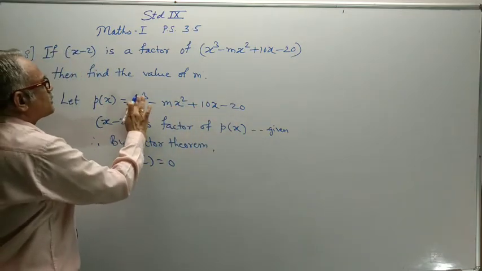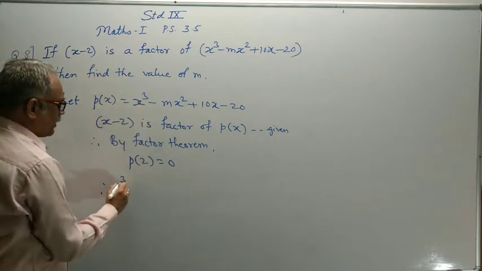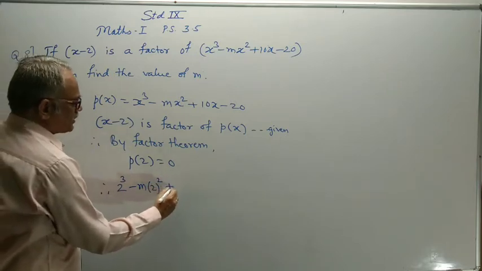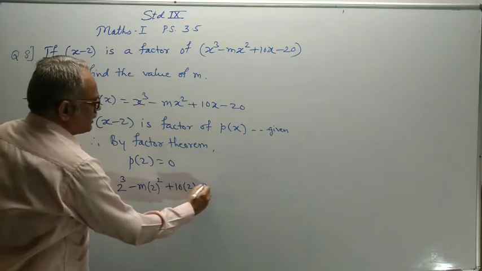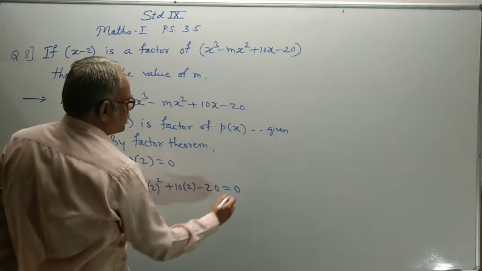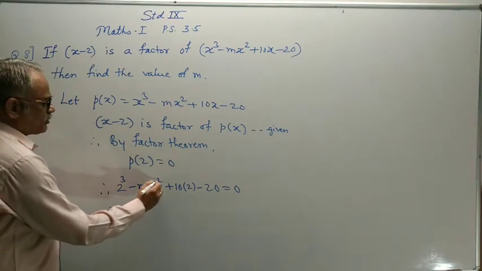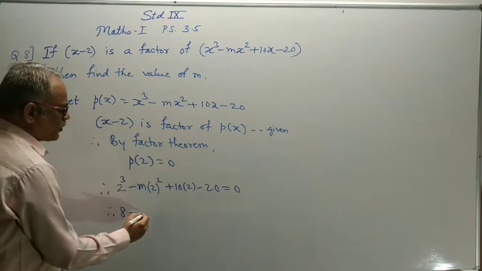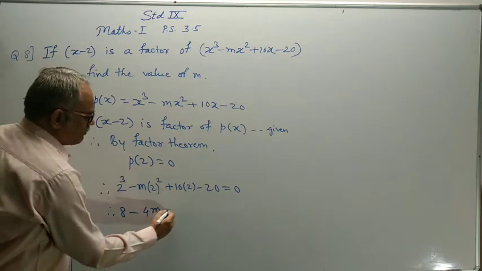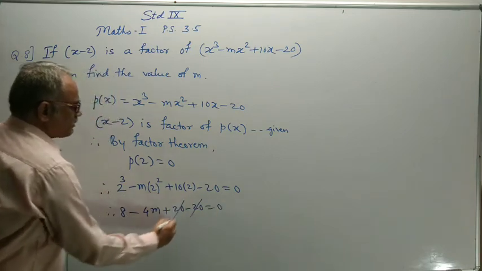So, instead of x cube, we have to write 2 cube, minus m into x square means 2 square, plus 10 into 2, minus 20. This is the value of P of 2, equal to 0. 2 cube is 8. Minus m into 2 square, which is 4. m into 4 is 4m. Plus 20 minus 20 equal to 0. Plus 20 minus 20 cancelled.